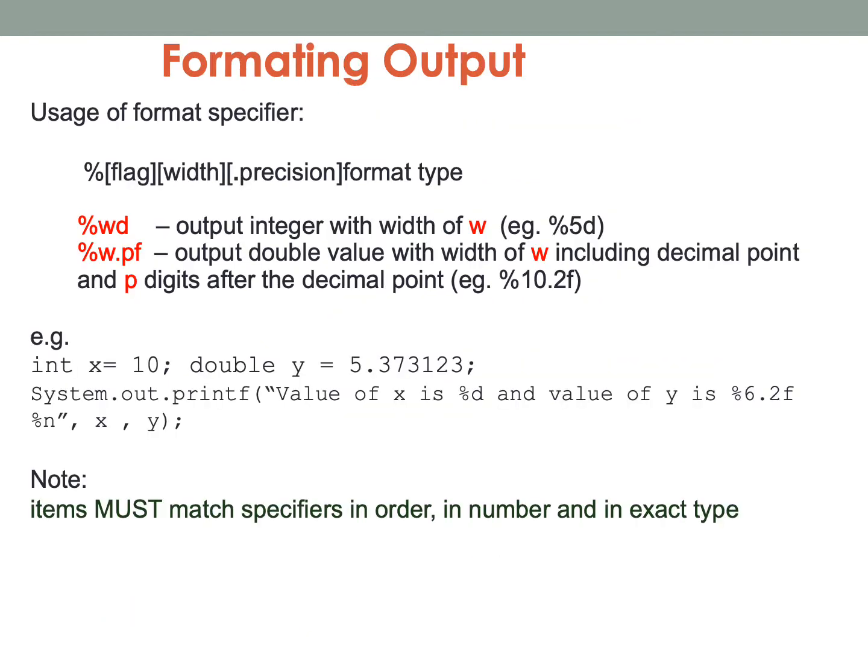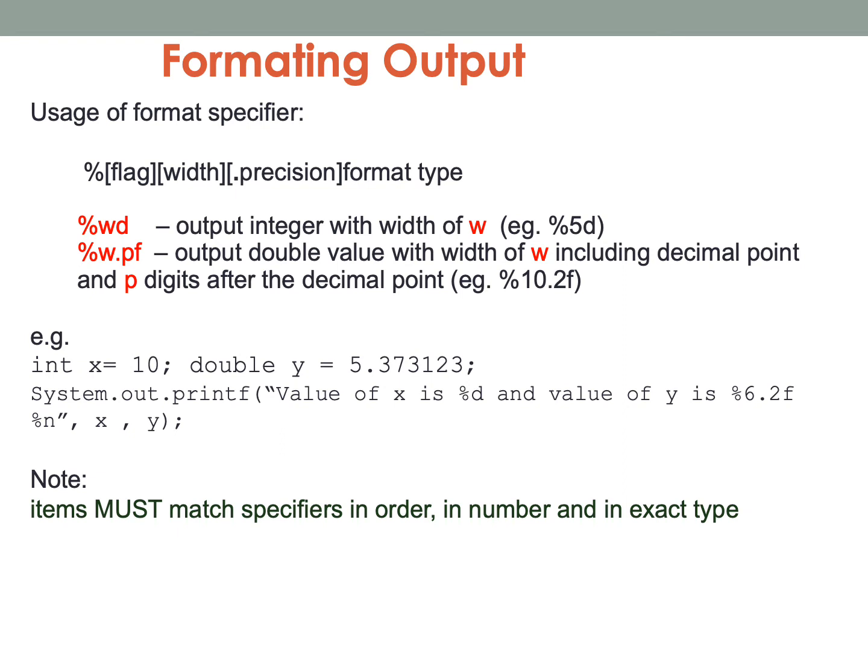This slide is recapping what we have seen in the previous slides. Basically, the format is %width, dot, precision, and then the format type. In this example, you can see that you can have as many items in a single printf as long as you have them in the correct order. In the System.out.printf, we have a string that it will display, value of x is %d, where that %d refers to the value of x, which is 10.